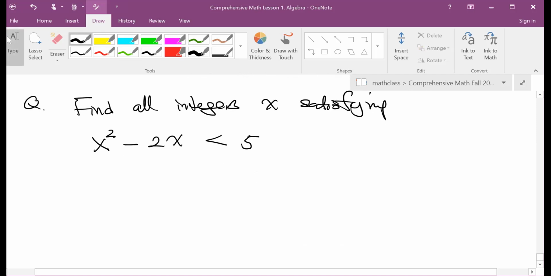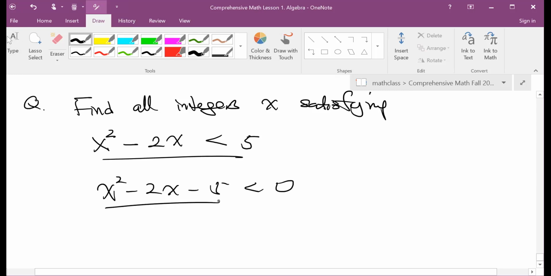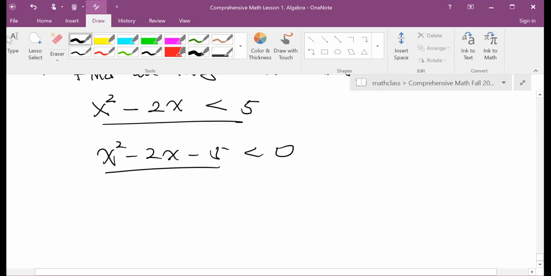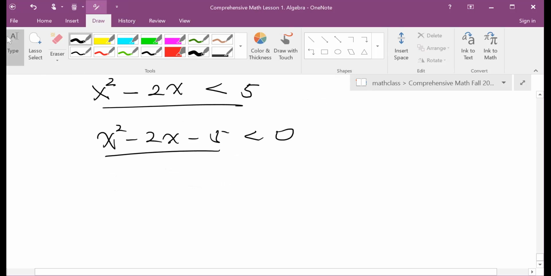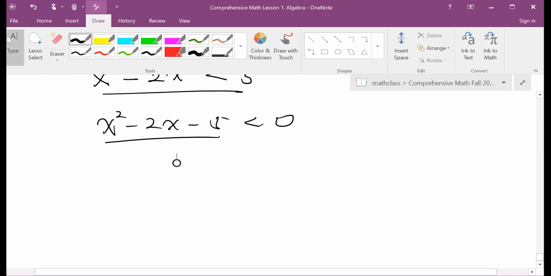Now that is a quadratic inequality, right? I know if x is very large, this left-hand side is a very big number, and it's not going to be less than 5. Clearly x equals 0 is a solution, but can I determine all the integers? So how can I do that?